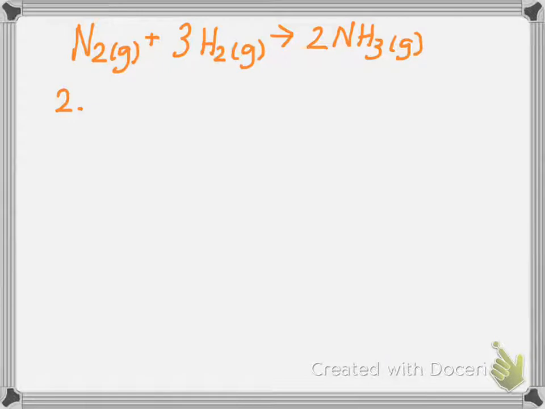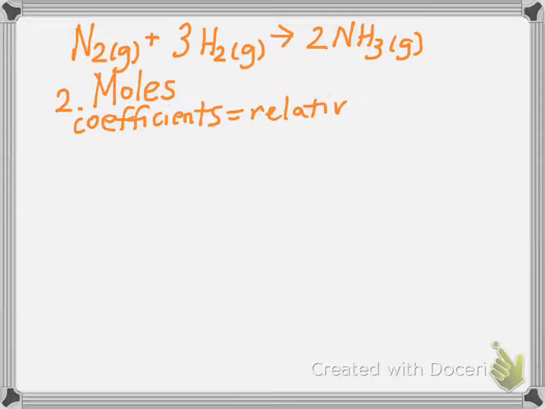The second way that we can interpret this balanced chemical equation, and again, I just put that balanced chemical equation there again so that you could see it, is we can interpret this in terms of moles. Again, when we interpret this in terms of moles, our coefficients are going to equal the relative numbers of moles. Okay, so we're going to use our coefficients again.